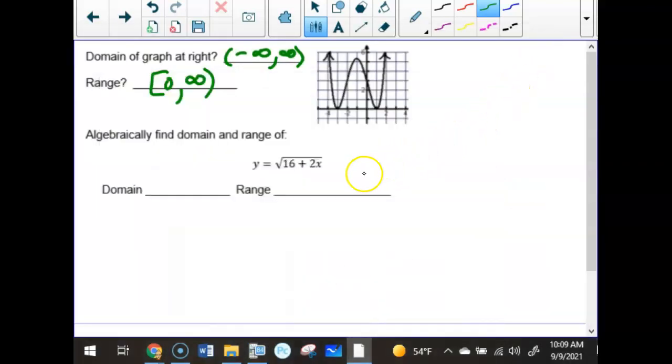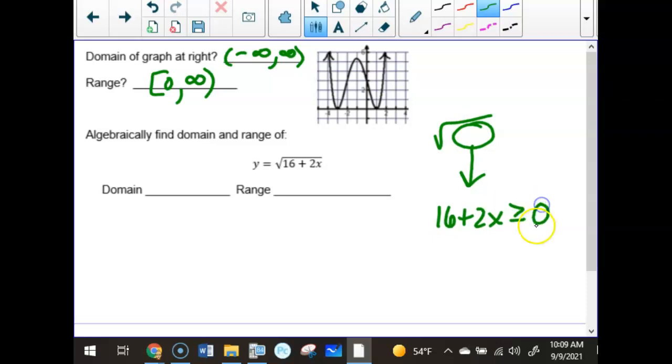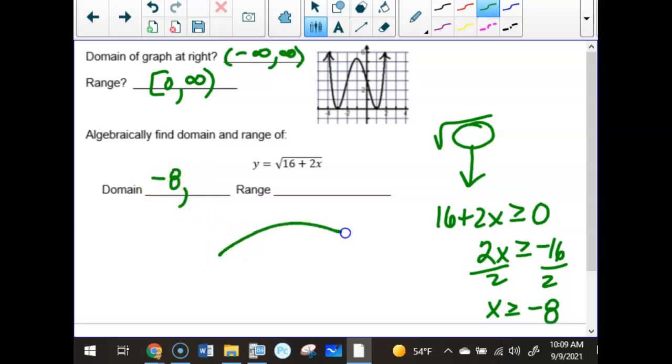What is the algebra we talked about? Anything underneath a radical has to be what? Greater than or equal to 0. So if I solve that, x is greater than or equal to -8. So the domain, we got close on the calculator. It was -8 and going to the right, right?